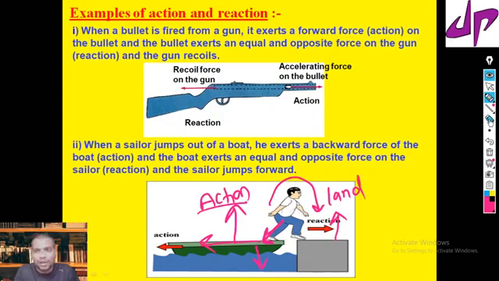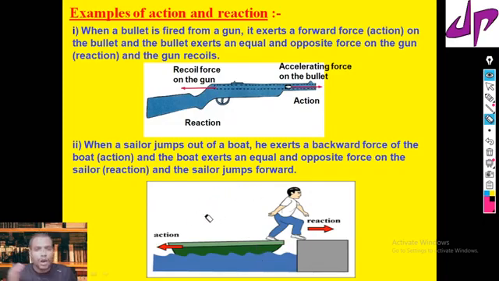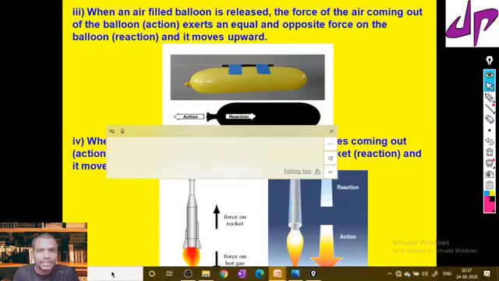Similarly, this is also the same example when we walk or when we run. Always we need to apply force on the surface of the earth. So that also leads to an example of Newton's third law, action and reaction.